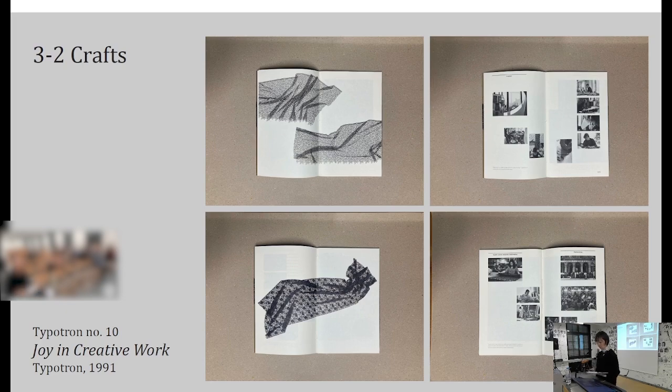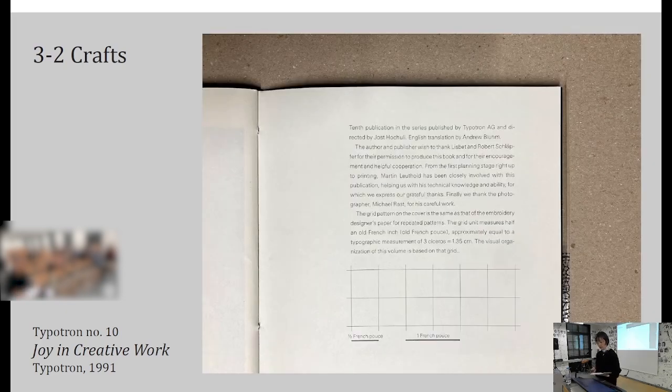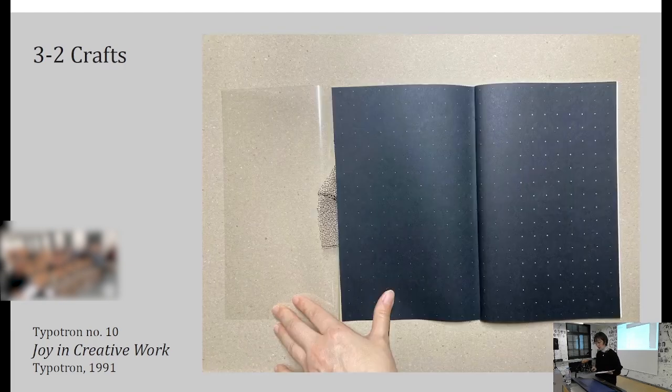Once again, I'm impressed by the grid system which corresponds to the theme of the book. In the book, Hochuli says that he based his grid on the working paper grid used by embroidery designers. So this is his explanation in the book. And you can also see the trace of this grid system here on the cover inside the book as well.